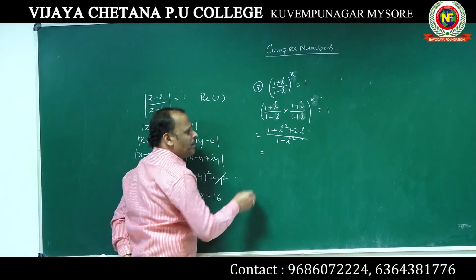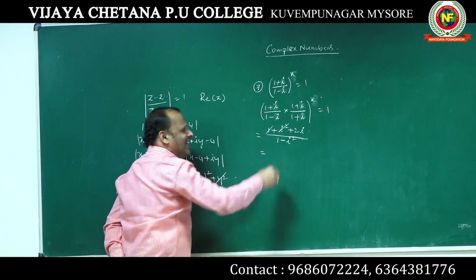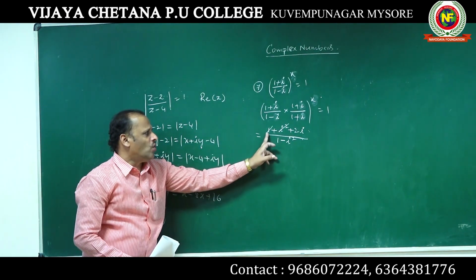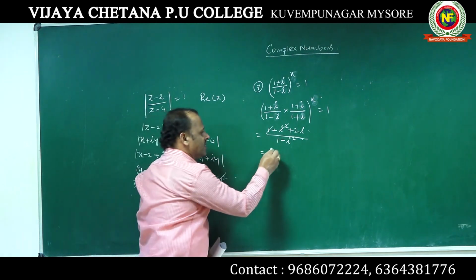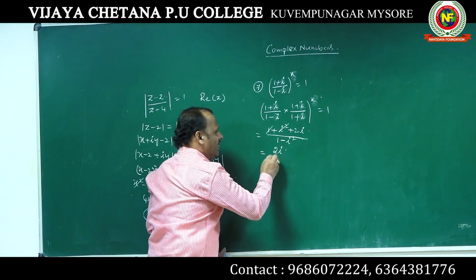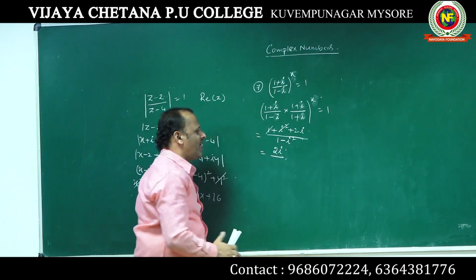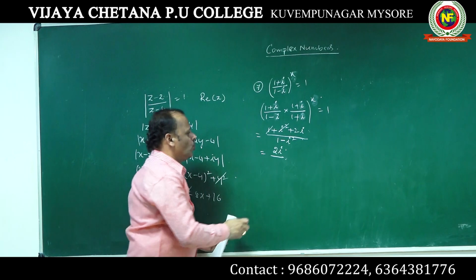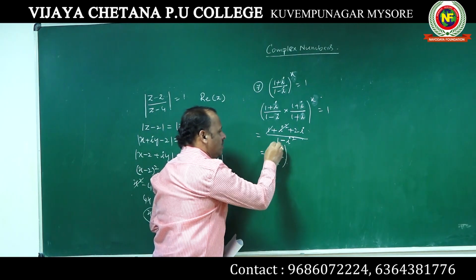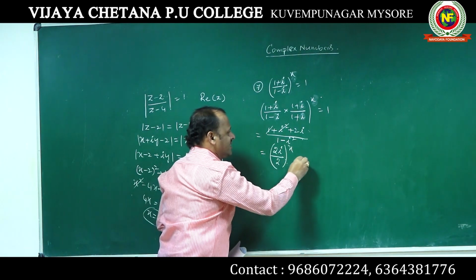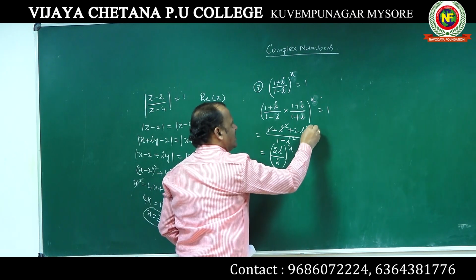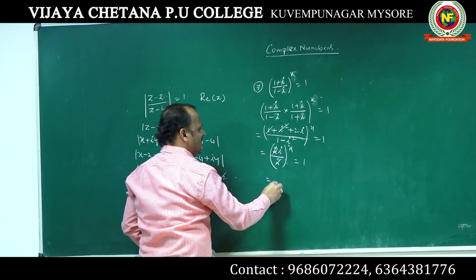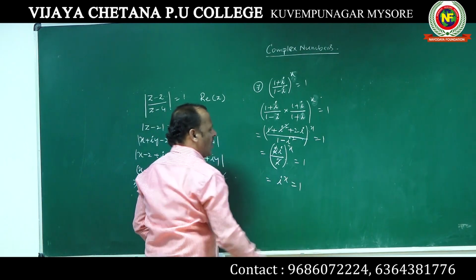Now listen to me here. 1 and i square will cancel because i square is minus 1. 1 minus 1 will cancel. This is 2i divided by, so this is i square, minus i square means 1, 1 plus 1, 2, to the power x is equal to 1. Now 2 will cancel. i to the power x is equal to 1.